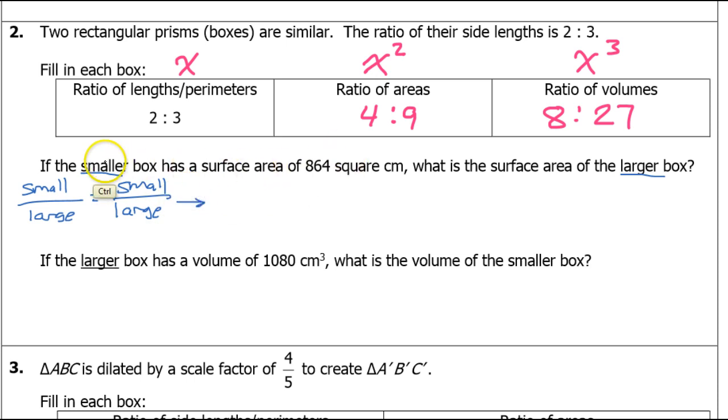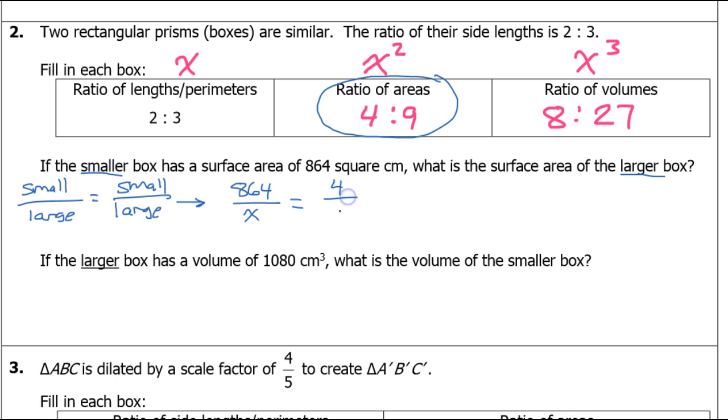Okay, so the smaller box has a surface area of 864. All right, and we're looking for the surface area of the larger box. So I'm just going to call that X because we don't know. Now, we need another small over large, and for that we're going to use the ratio of areas. It's basically the scale factor, but we'll just make sure to do it in the order small over large because that's what we decided on.